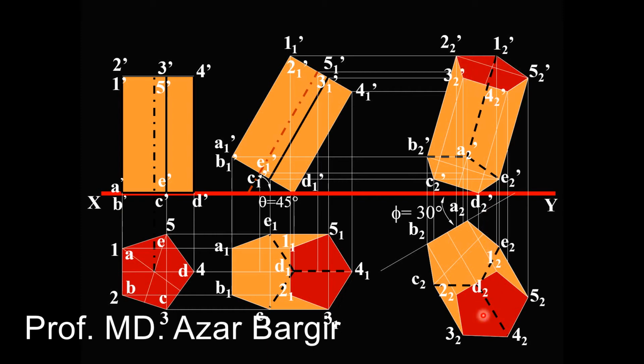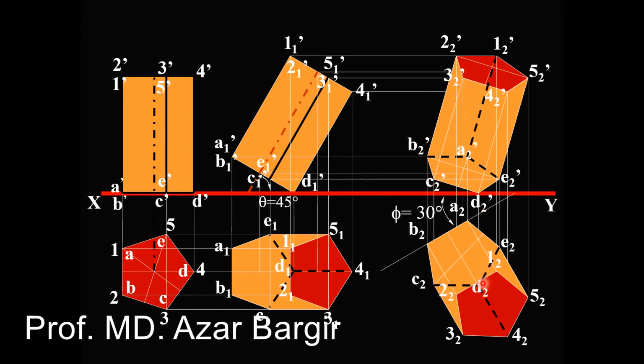Then again the 4 to D, now 4 to D will be directly visible. So 4 to D is a dark line again. Then 3 to C is directly visible, so C and 3 is a dark line.